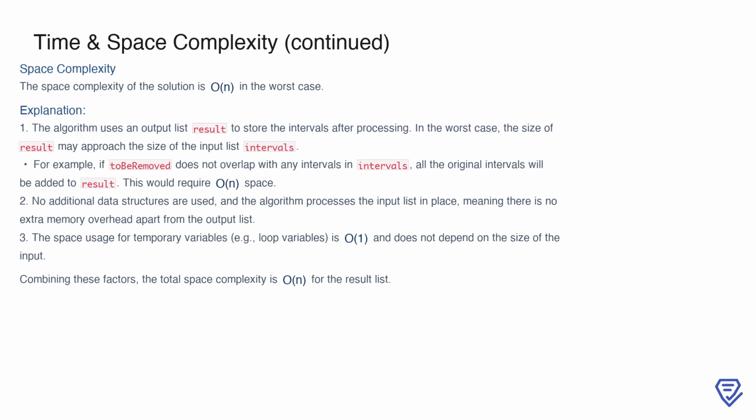The algorithm does not use any additional data structures, and it processes the input list in place, so there is no extra memory overhead apart from the output list. Temporary variables, such as those used for looping, require only constant space, or O(1), which does not depend on the size of the input. Combining these factors, the total space complexity is determined by the size of the result list, making it O(n) in the worst case.